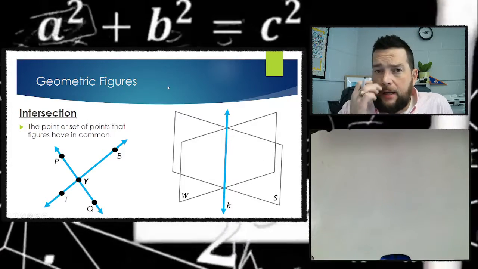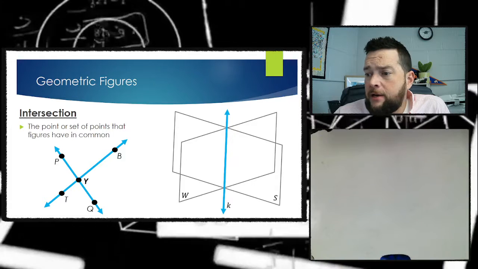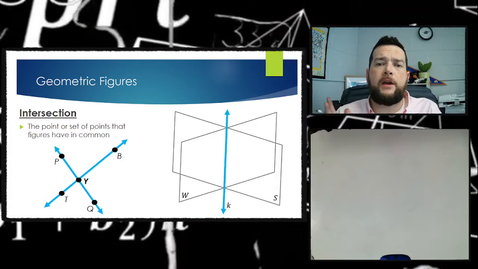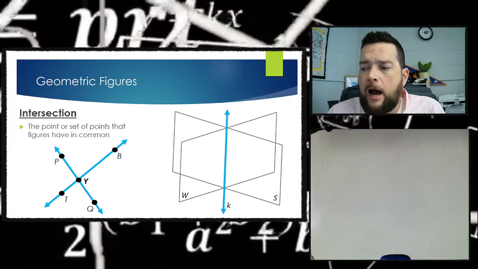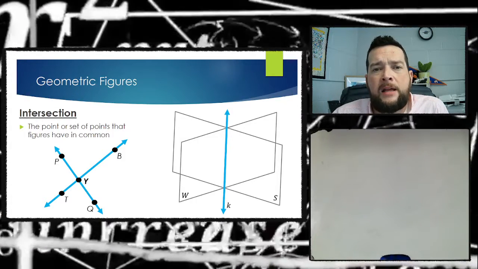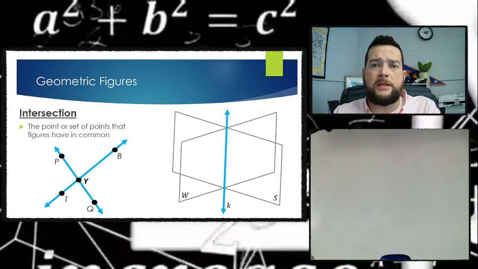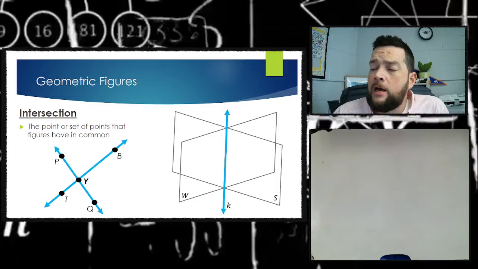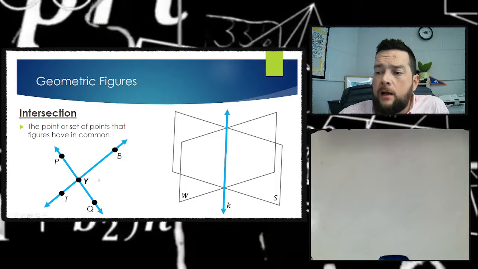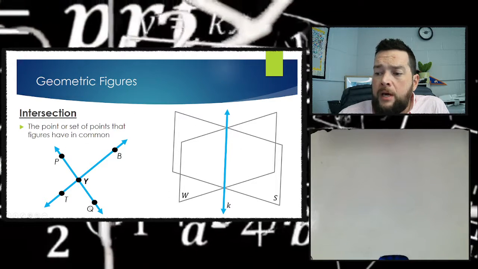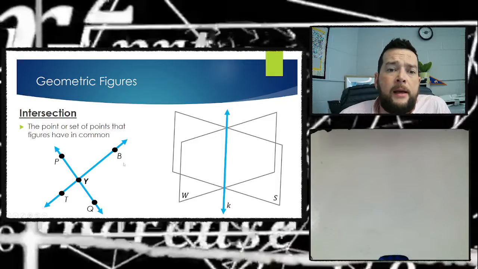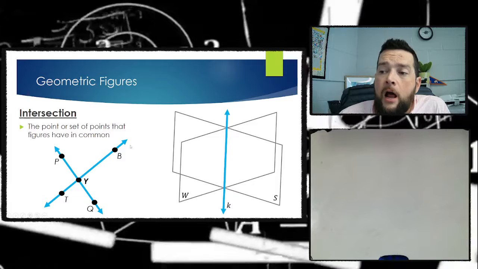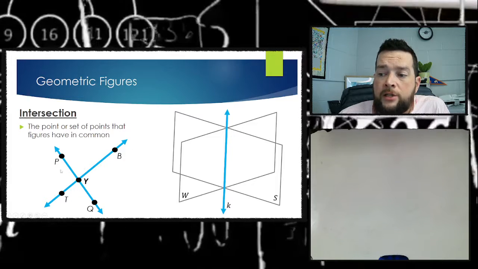Finally we've got intersections. Intersections are points or a set of points where two figures come together, that they have in common. If you think about an intersection in life, that's where two streets cross each other. The intersection is the actual crossing of them. So in the case of two lines, like you have right here, line PQ and line TB, they both intersect each other at point Y. Lines intersect each other at certain points.